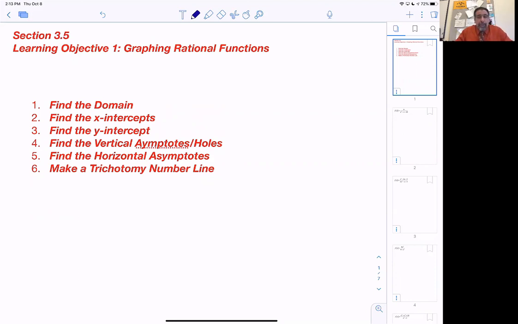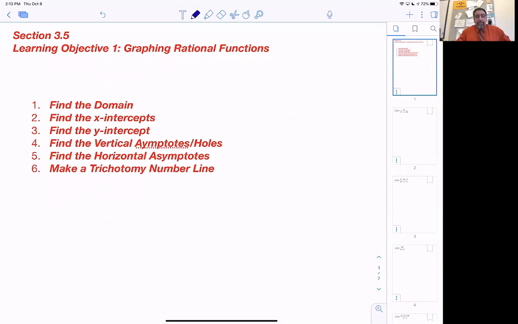Number one, you're going to find the domain. Number two, you're going to do the x-intercepts. Now, in steps 1 and 2, it's going to be all about factoring. You should really just factor everything you can to start, numerator and denominator. That will make steps 1 and 2 much easier. Step 3, find the y-intercept. Just plug in 0 and see what you get out.